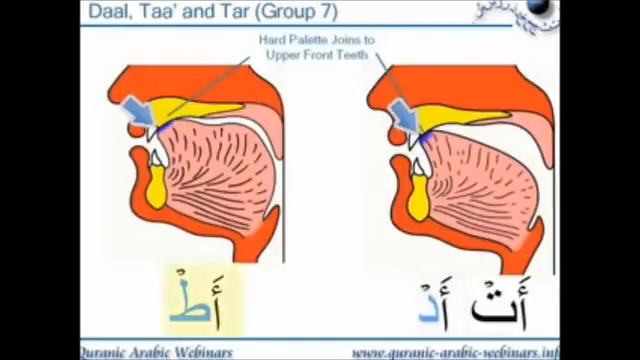And then we have the ta, which is one of the tafkhim letters, i.e. the heavy letters. So that is going to be out, and it's got a slight echo, so they'll normally say out. So you have to differentiate between the at, which is light, i.e. tarqiq, and out, which is heavy, so it's tafkhim plus it's qalqala, so it's got an echo as well. So we have at, ad, and out.